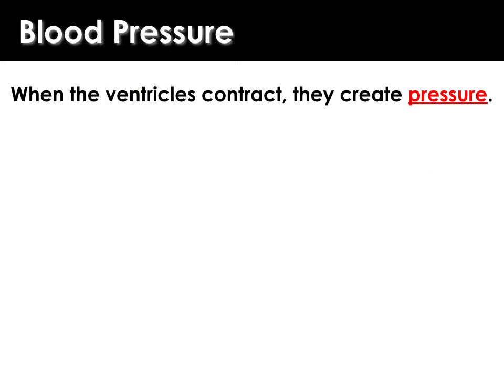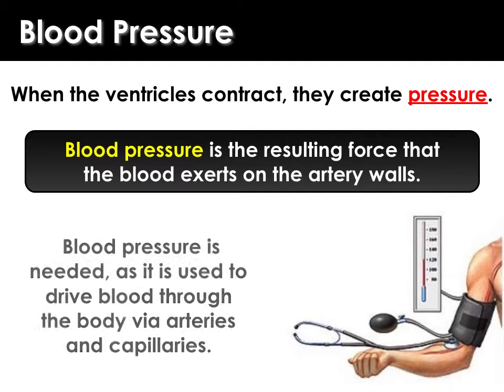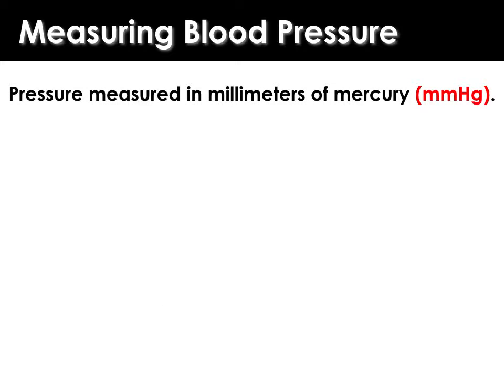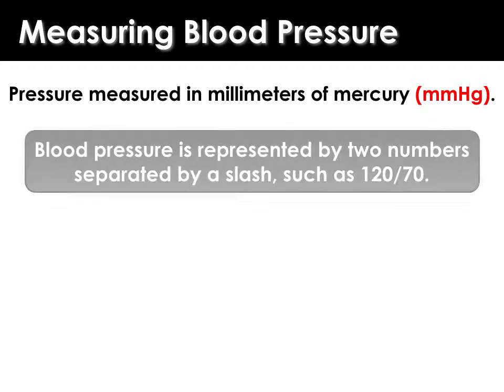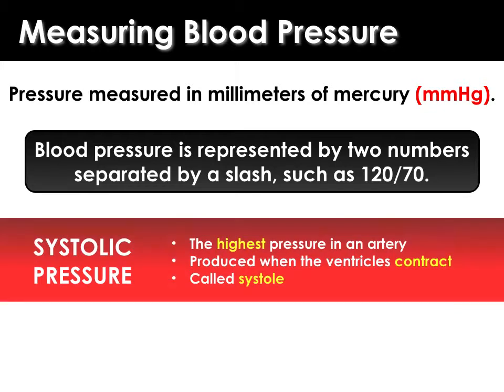When the ventricles contract, they create pressure, and that blood pressure is the resulting force that blood exerts on artery walls. Blood pressure is needed as it's what's used to drive the blood through the body via arteries and capillaries. Pressure is measured in millimeters of mercury, and it's represented by two numbers separated by a slash, like 120/70.